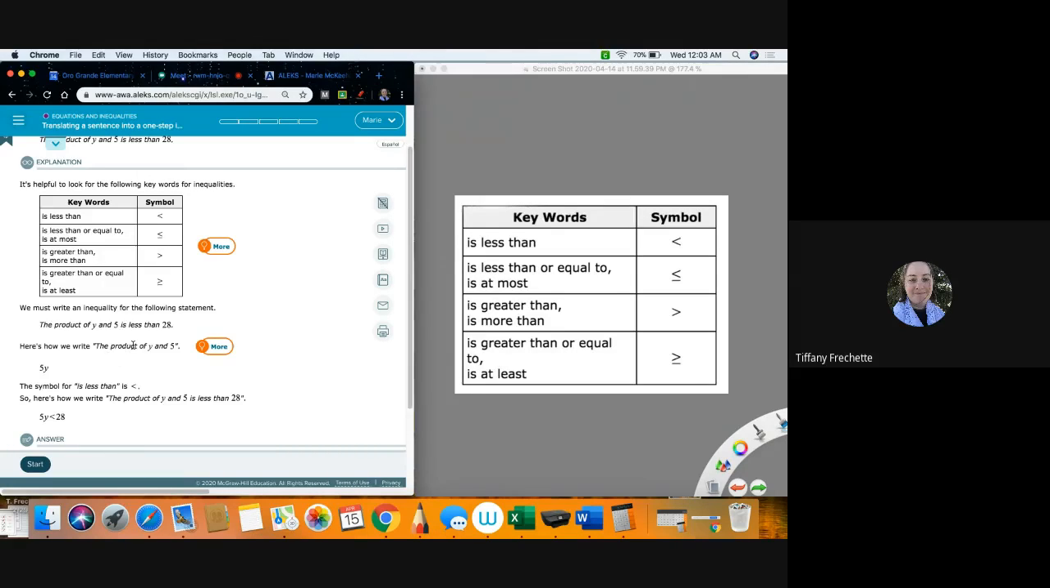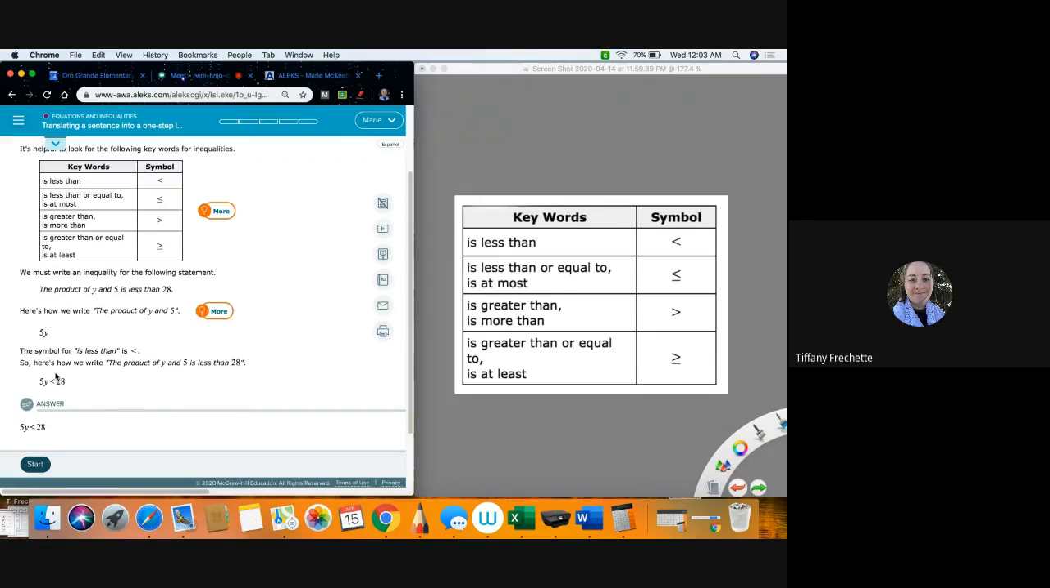So product means multiplication, and they're telling us that we're going to multiply 5 and y. So they put 5y. And then they say the symbol for "is less than." Remember, we just said "is less than" right over here, is the less than symbol. So we put less than, and they told us it is less than 28. So we're literally just taking the words and breaking them down. What do they mean? And we're putting them into a numerical sentence instead of words.